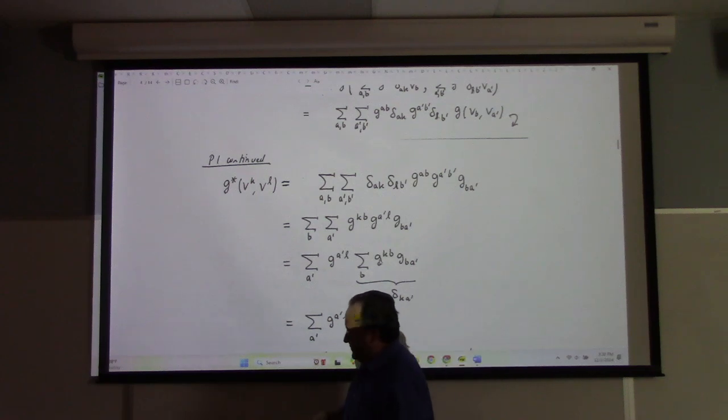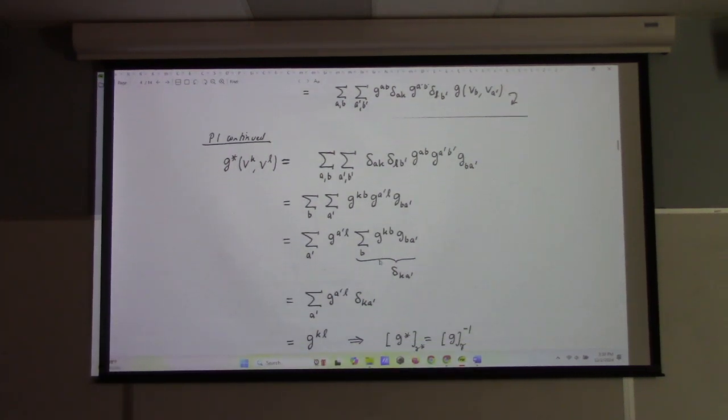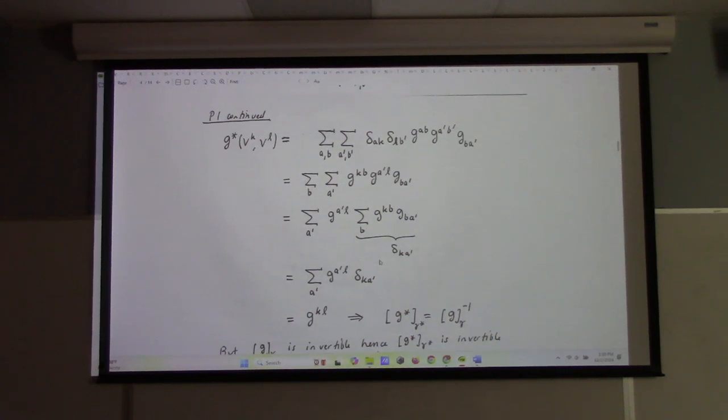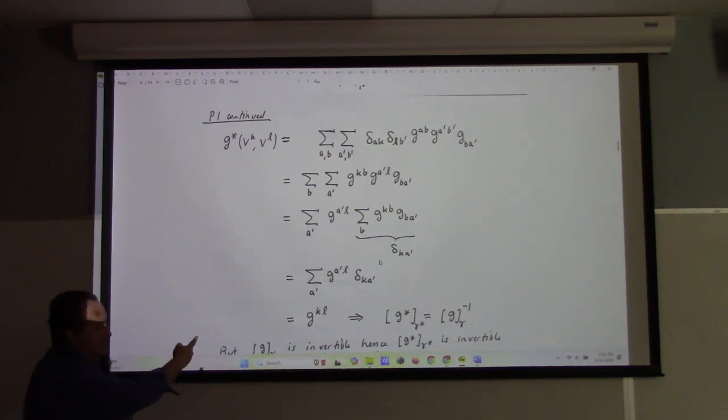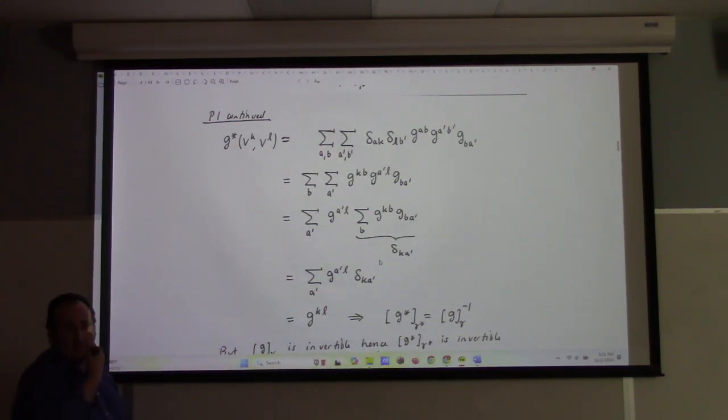And what happens? All of this is to say that the kth component of the dual metric is in fact the kth component of the inverse metric, which I find to be very satisfying. It's then immediately obvious that it's non-degenerate, because the matrix of this metric is the inverse of the matrix of the given metric, which we already know is invertible.